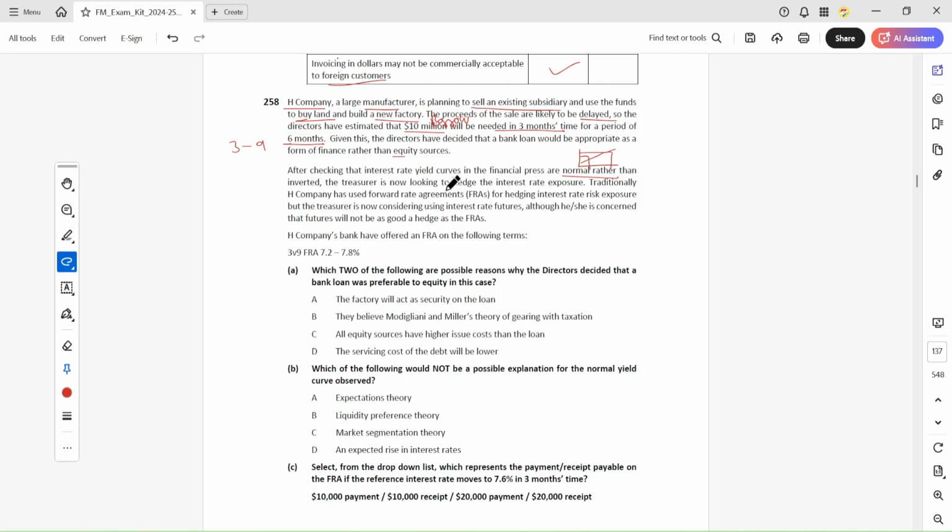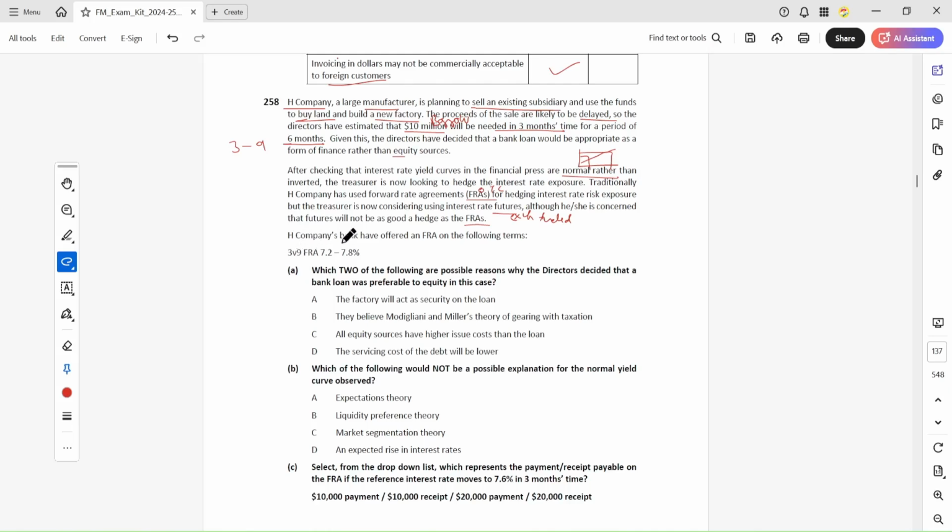Okay, the treasurer is now looking to hedge the interest rate exposure. Traditionally, each company uses a forward rate agreement for interest rate exposure, but the treasurer is now considering using interest rate futures. The FRA is OTC, but futures are exchange traded. He or she is concerned that futures will not be as good as an FRA, it might be because they cannot hedge the full amount.